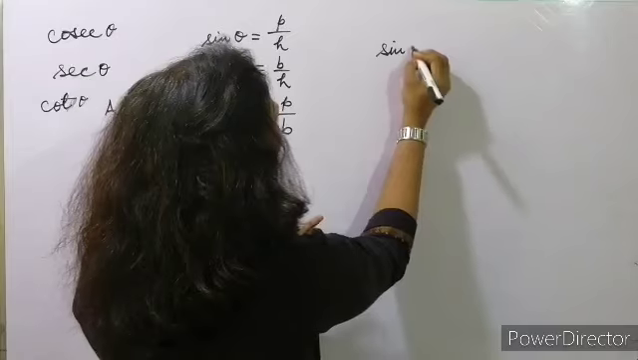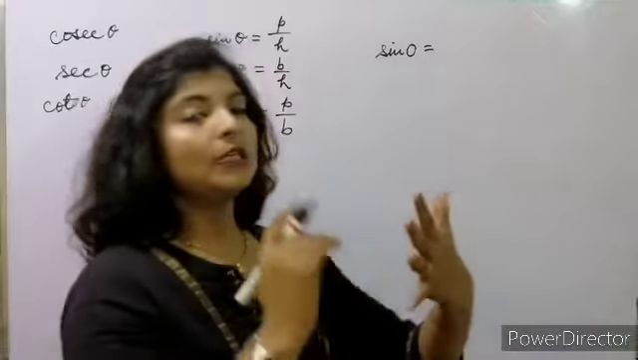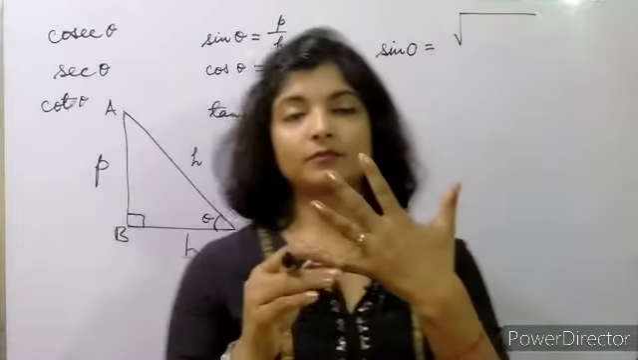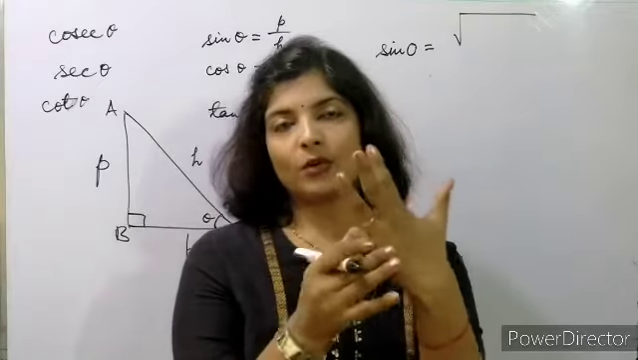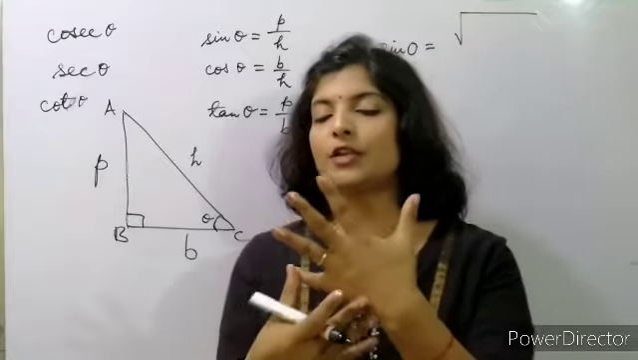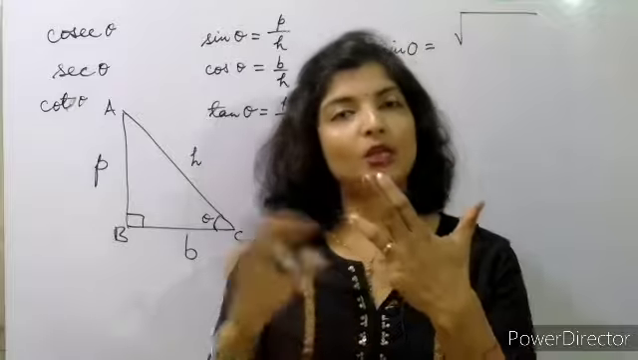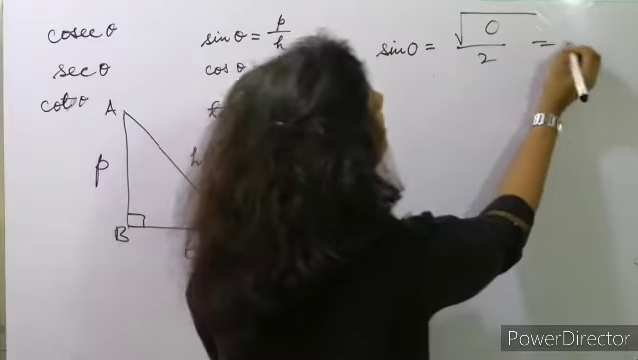Sin 0 degree. What you have to write is the square root of the number of fingers below this 0. This is 0, 30, 45, 60, 90. So for 0 degree, fold this finger, and below this finger, how many fingers are there? No fingers below this. So it will be 0 divided by 2, that is 0.